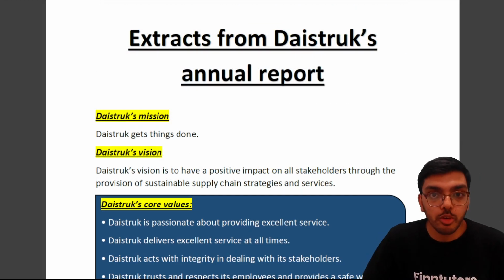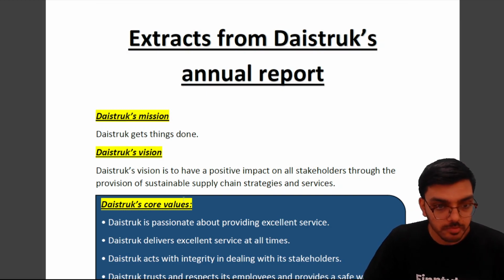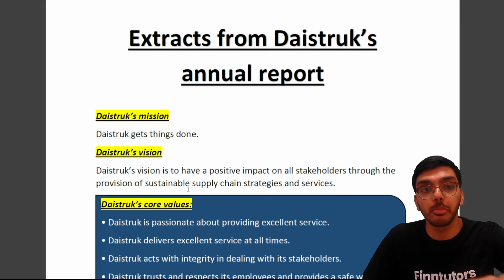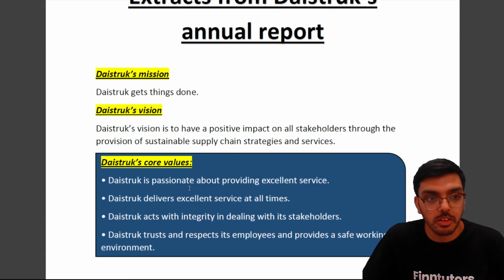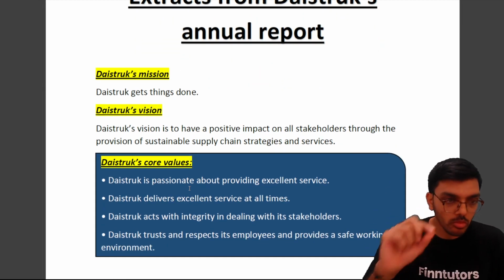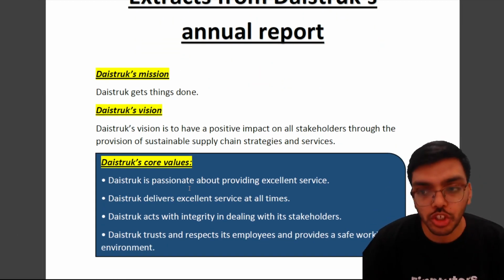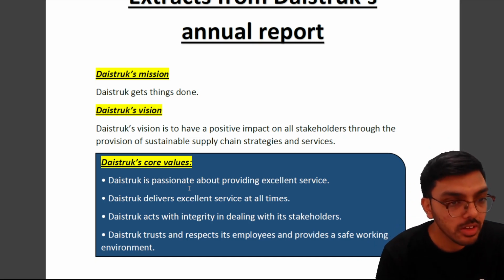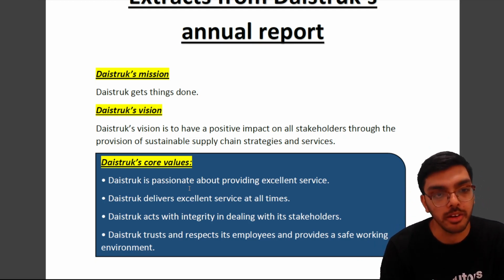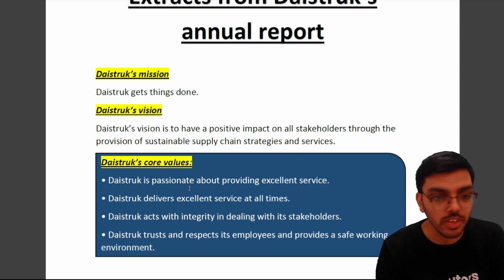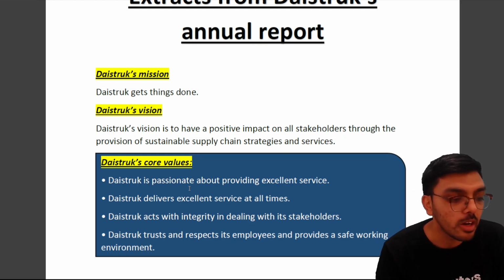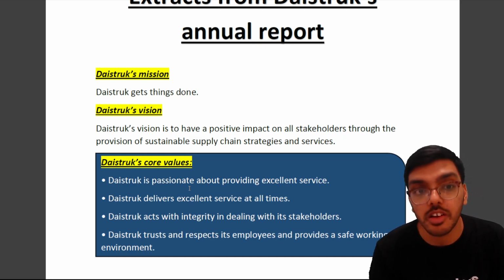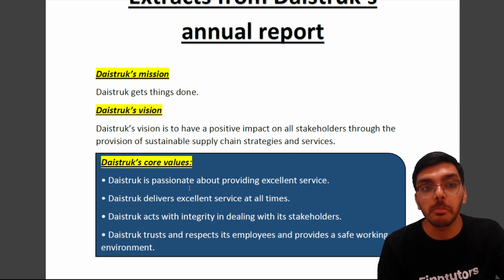Now to an extract from Daistruk's annual report. Analyzing our annual report, there are some extracts that we want you to read. What is Daistruk's mission? Daistruk gets things done, which means if you give them something related to logistics, they will go above all the hurdles and make sure that it's done. This is our mission.